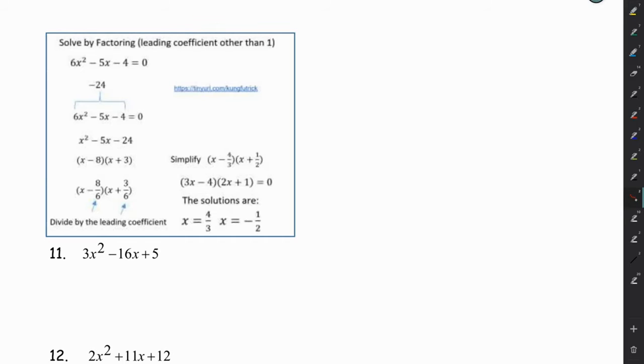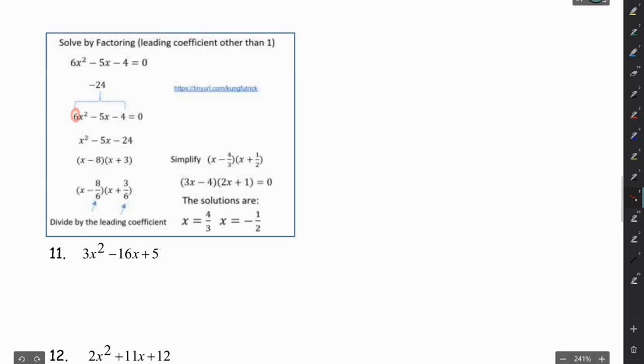The first thing that you want to do is multiply these two values, have a rainbow here. 6 times negative 4, that's negative 24. And then you rewrite the expression. You lose that coefficient of the first term, and you use the value you got when you created the rainbow, which was negative 24. Then you factor just like normal. So this is back to easy factoring, two numbers that multiply to negative 24 but add to negative 5.